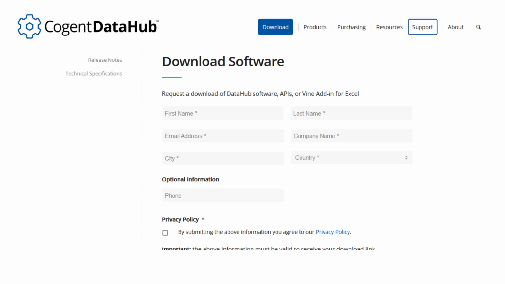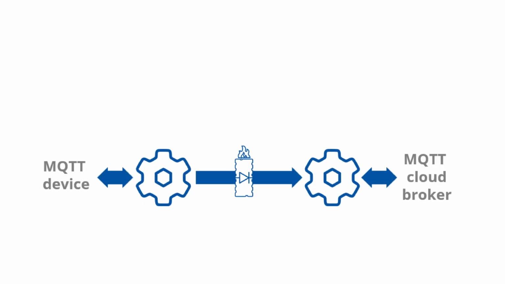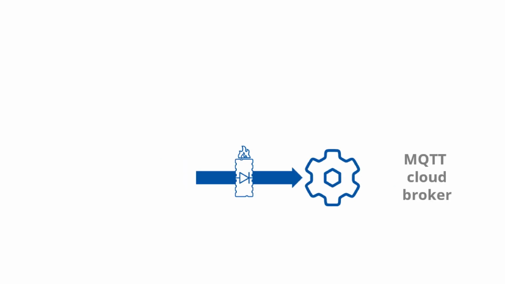First, download and install Cogent DataHub software on 2 computers. One DataHub instance should be installed on a computer inside the data diode to connect to the device. The other should be installed on a computer outside the data diode to connect to the cloud broker. We will start with the DataHub instance outside the data diode by configuring it as a tunnel master.